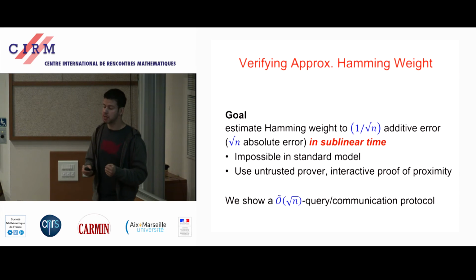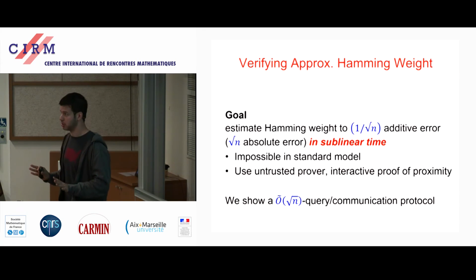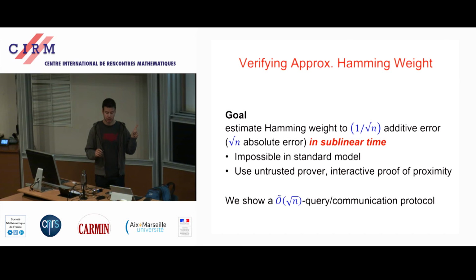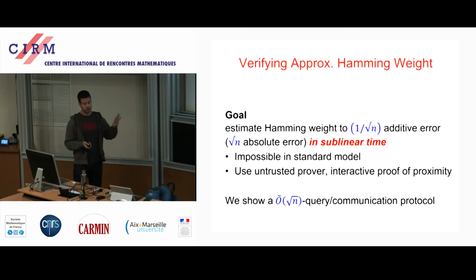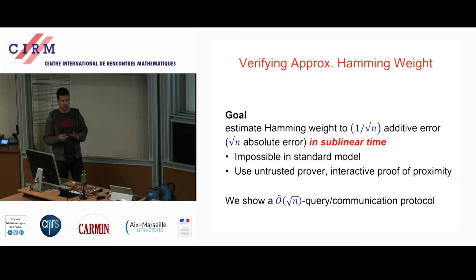And we know by sampling bounds that this is completely impossible in the standard model. To get an additive error of 1 over root n, you have to make n samples if you're just sampling from the string. But using the untrusted prover, we're going to manage to get the running time down to root n.